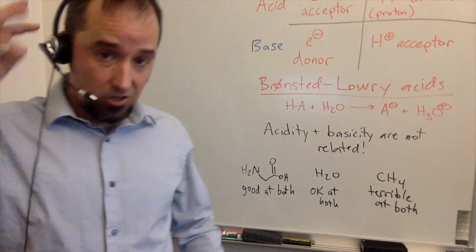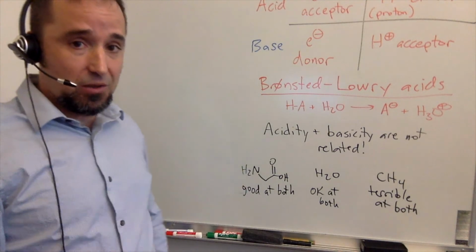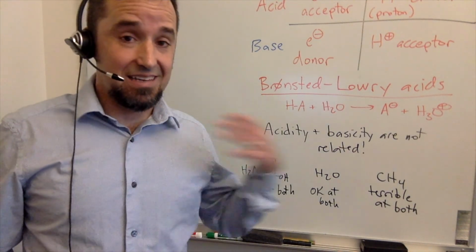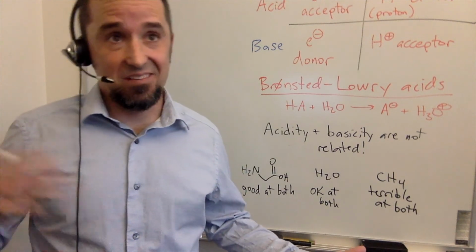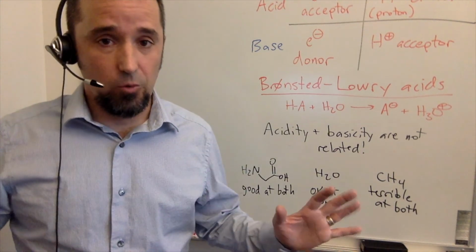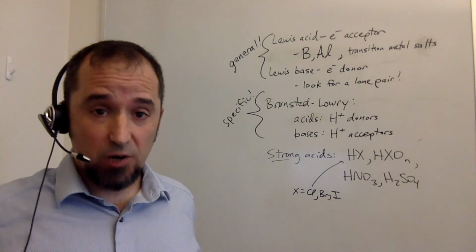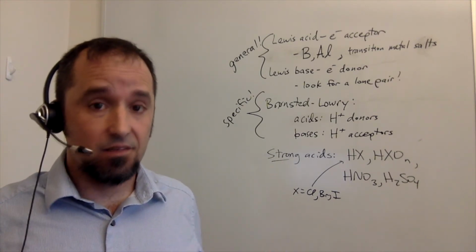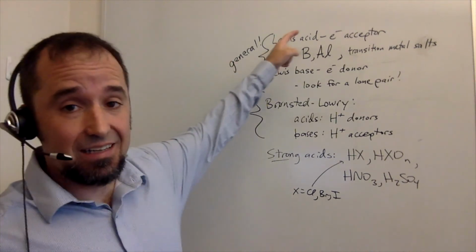Okay, so again, kind of drill this into your head. If I know that something is an acid, that doesn't necessarily mean it's not a base. If I know something is not an acid, I don't know that it's not a base, or I don't know that it is a base, or whatever. They are not connected. To summarize what we've talked about in this video, the most general definition for acids and bases comes from Lewis. Lewis acids, electron acceptors.